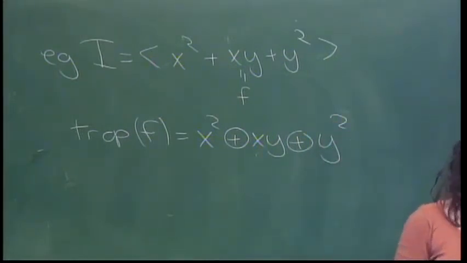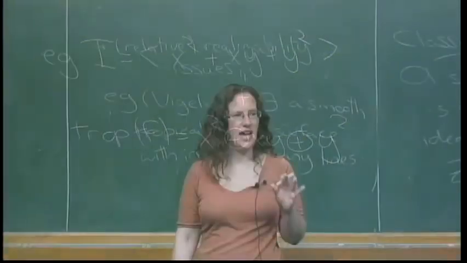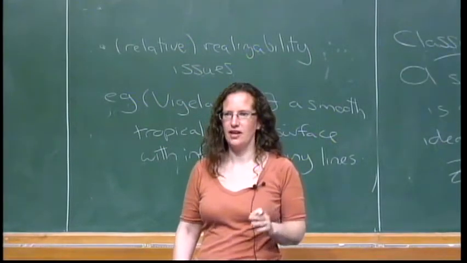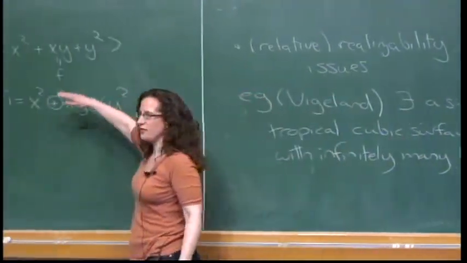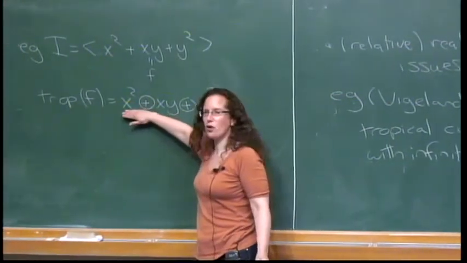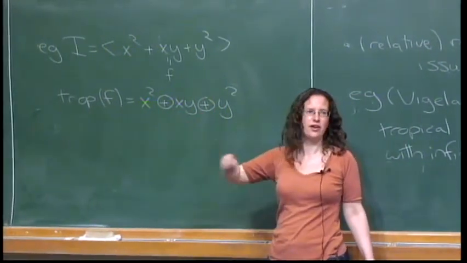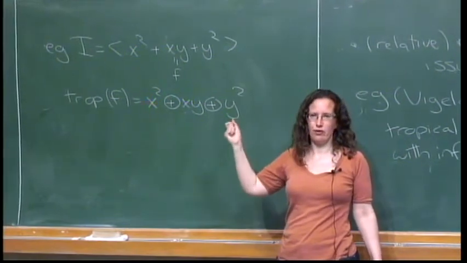Okay. Now the one thing we have to remember about the tropical semi-ring is we don't have subtraction. So everything in the ideal generated by this polynomial is going to have at least 3 terms. Okay? No matter what you multiply, you multiply this polynomial by any other polynomial, there will be at least 3 different monomials that show up.